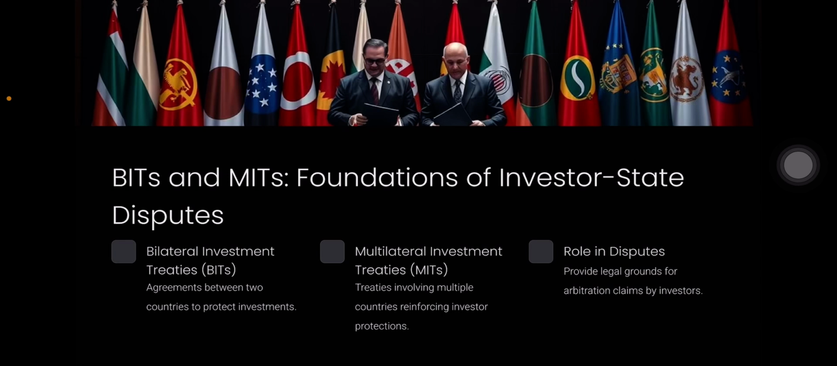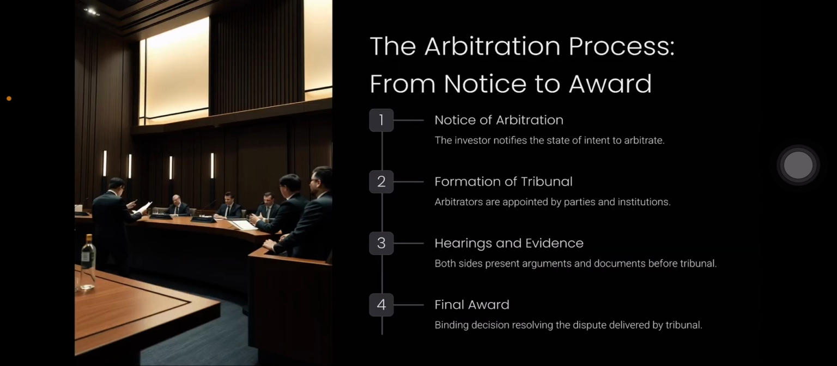Next, we will discuss the arbitration process. The first step is the notice of arbitration. The investor officially notifies the state of their intention to begin arbitration proceedings. The next is the formation of the tribunal. Both the investor and the state appoint arbitrators. These individuals make up the tribunal that will hear and decide the case.